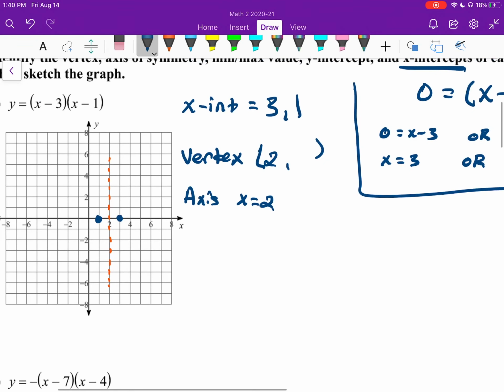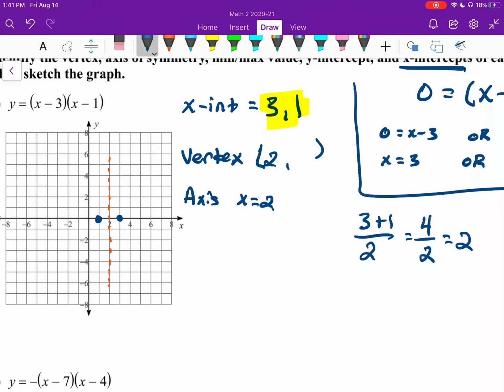You take your x-intercepts, your 3 and your 1, and you find the average of them, right? So I'm going to say 3 plus 1 divided by 2. That's 4 divided by 2, which is 2. Okay, so I get this 2. That's the same as that 2. It's the same as that 2.